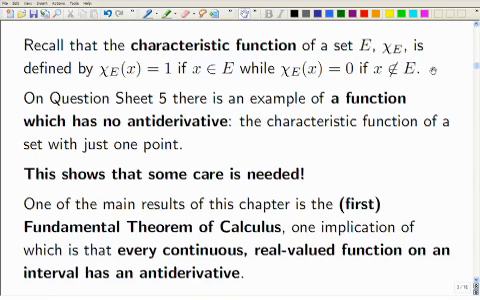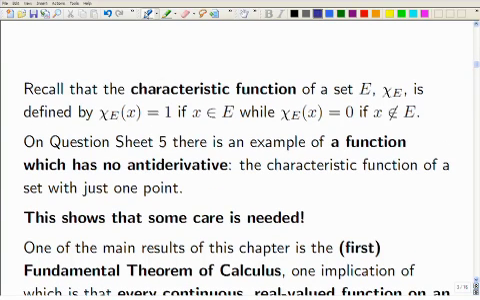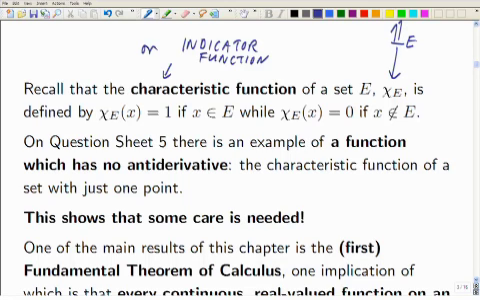Here's a useful set of functions, the characteristic function of a set. They're also called indicator functions. If you're doing probability, you might call this the indicator function of the set, and instead of writing chi sub E, you might write 1 sub E or something like that in probability theory. But the idea is it's a function which is 1 if you're in the set and naught otherwise. So that sounds reasonably harmless.